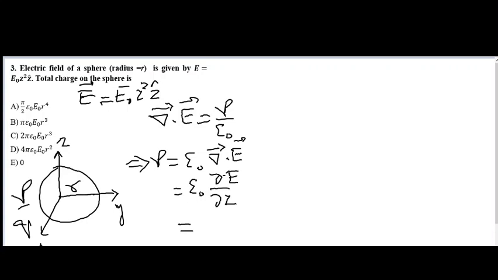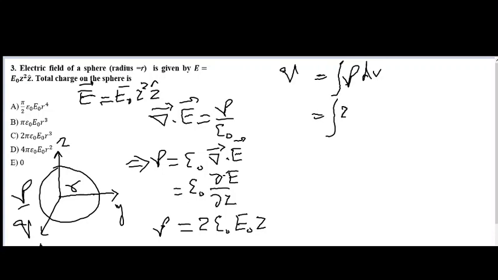And if we differentiate the electric field with respect to z, then we get the following expression: our charge density rho is equal to 2 times epsilon naught E naught z. Now if we integrate this volume charge density over the volume element dv, we will get the total charge on the sphere, which is q, and using the value of rho here, q is the integral of 2 epsilon naught E naught z dv.